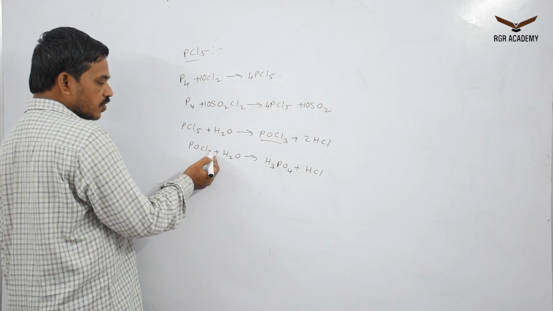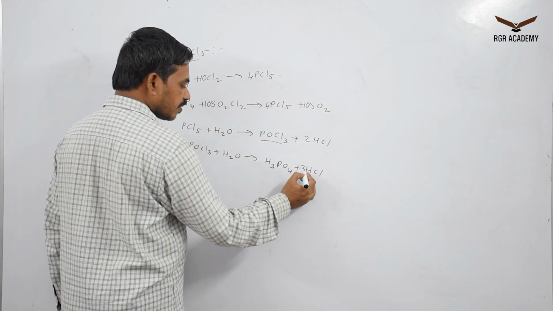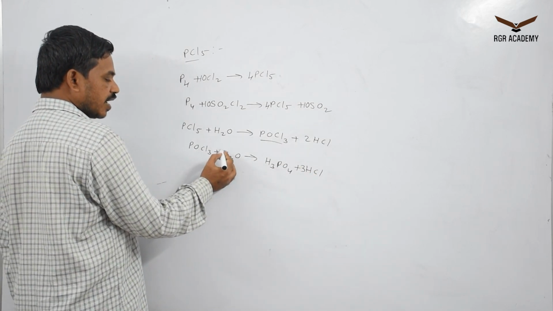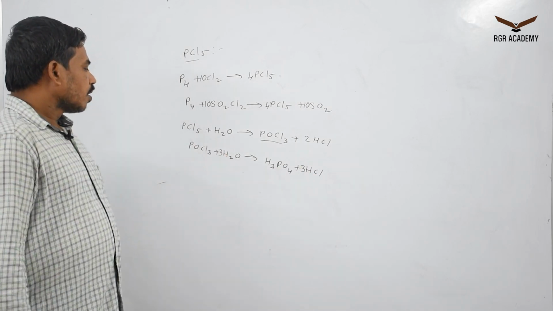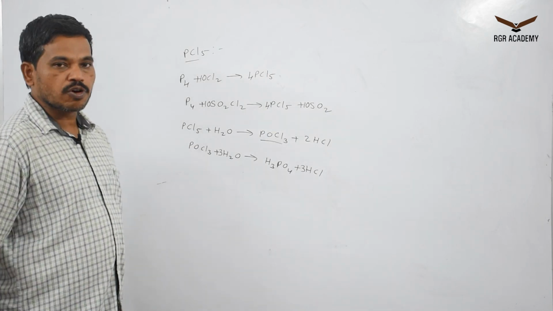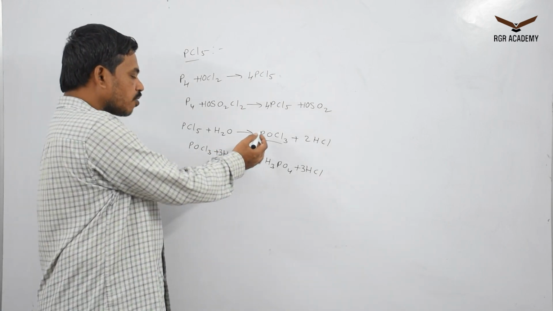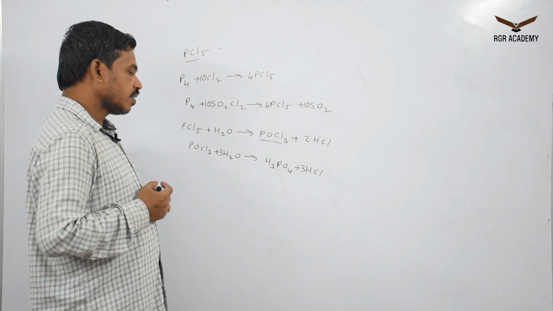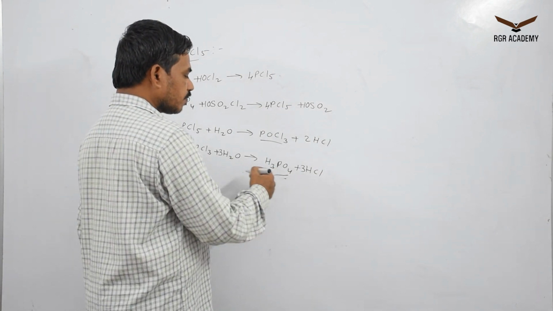How many chlorine atoms? 3 chlorine atoms, 3 HCl. How many hydrogen atoms? 6 hydrogen atoms, that is 3 H2O. Phosphorus pentachloride on hydrolysis first forms phosphoryl chloride. Next, phosphoryl chloride further on hydrolysis forms phosphoric acid, H3PO4.